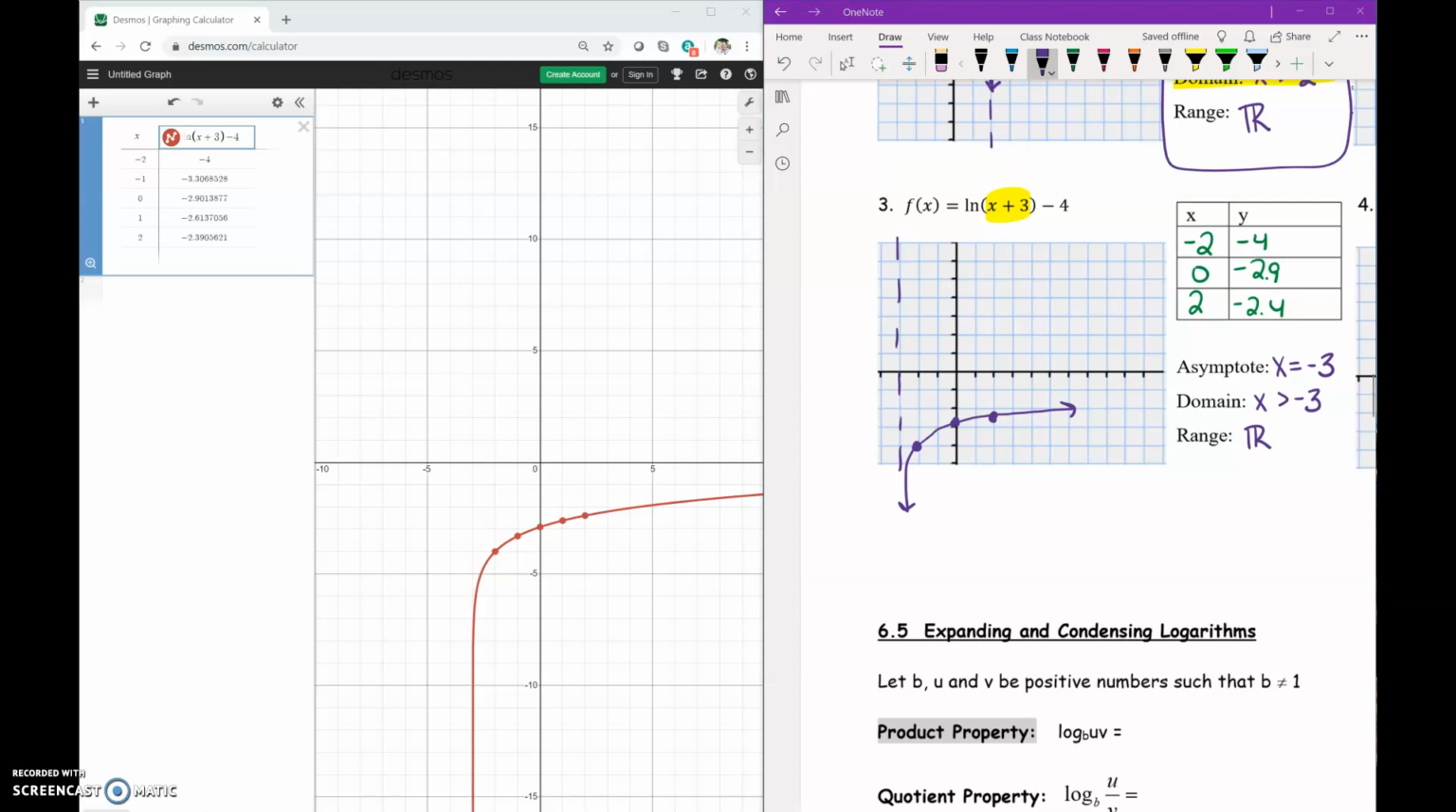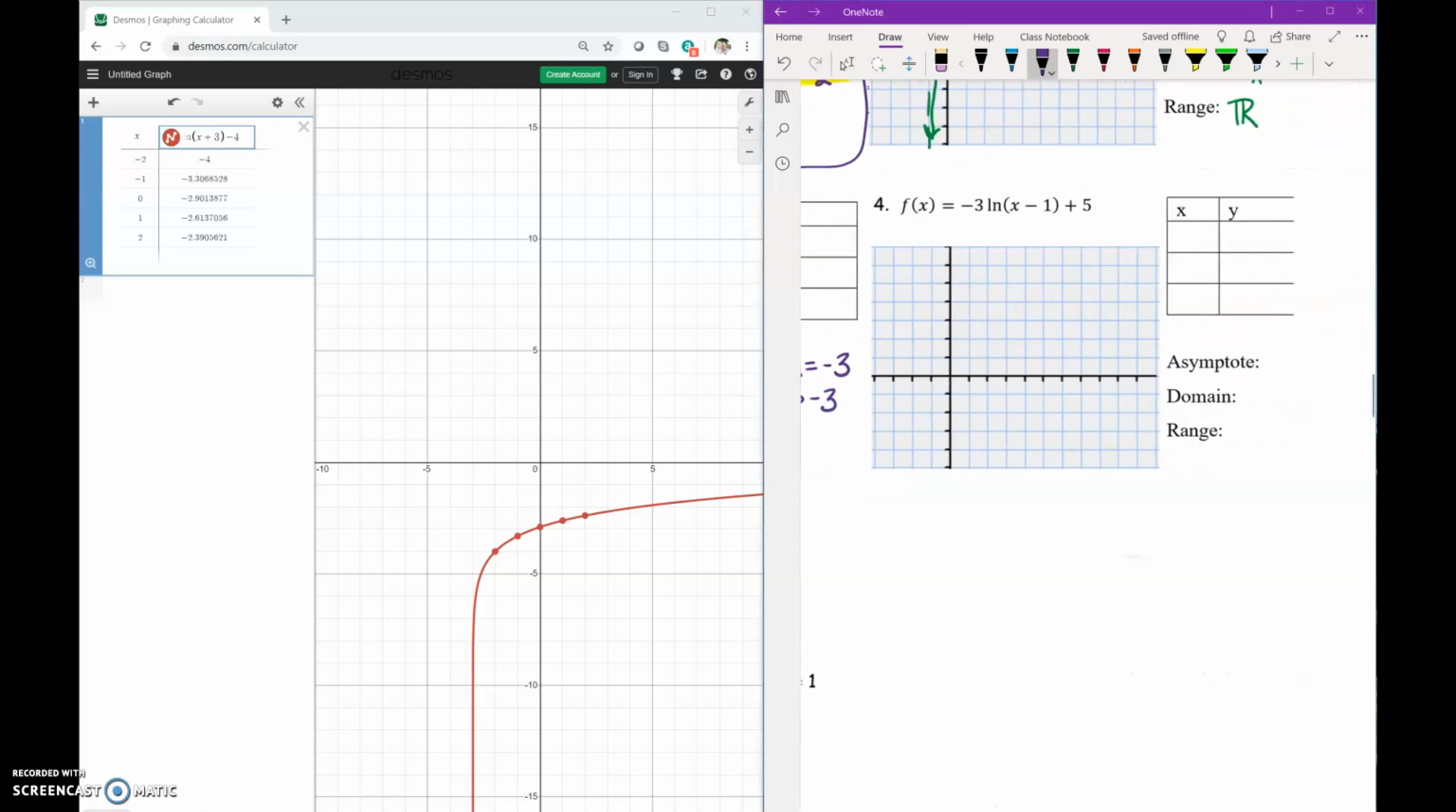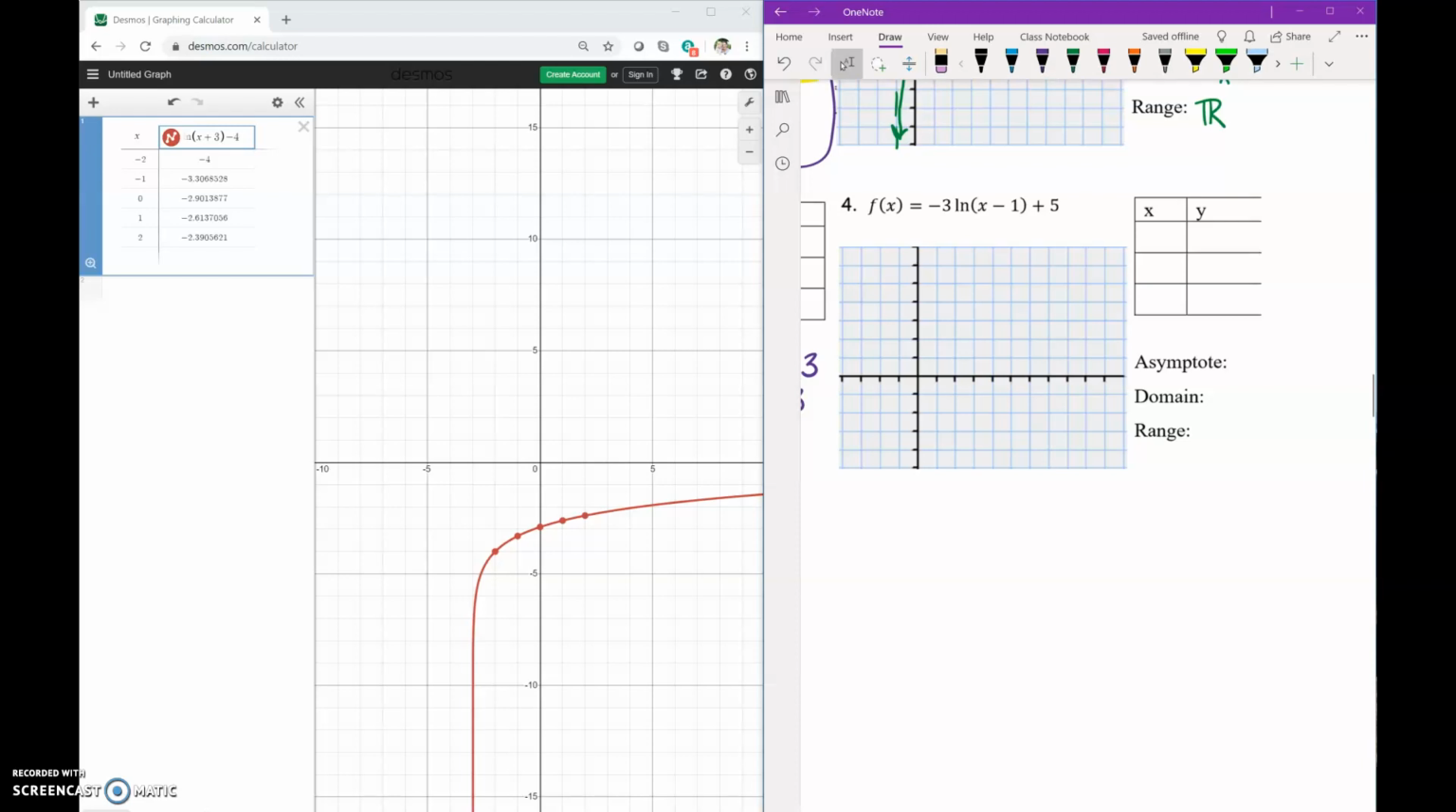It's a really good idea to dash that asymptote in so that you don't go past that asymptote, and then plot a couple points and draw it in. I want you to try number 4 on your own. Try it completely on your own using Desmos or whatever. Get it graphed, pause the video, play the video when you're done.